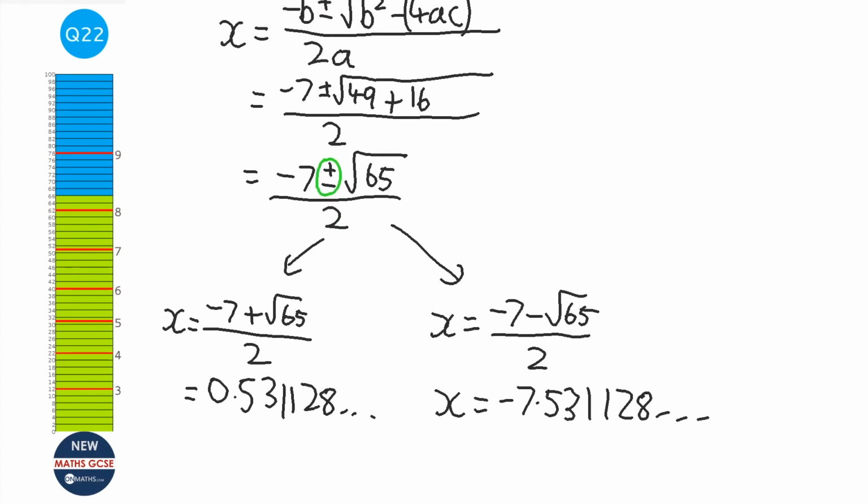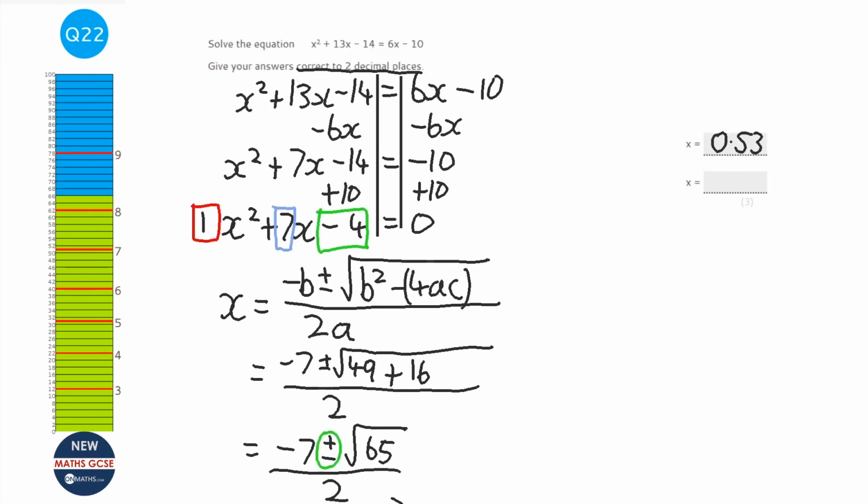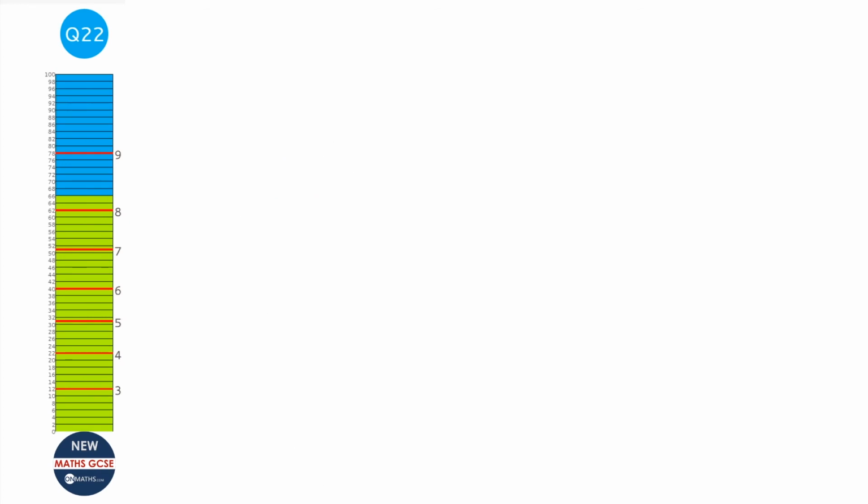What else? Minus 7.53. So minus 7.53. There's our answers. So what this question is asking us to do is find the inverse function. That's what the f to the power of minus 1 means. And there's a really easy way of doing this.